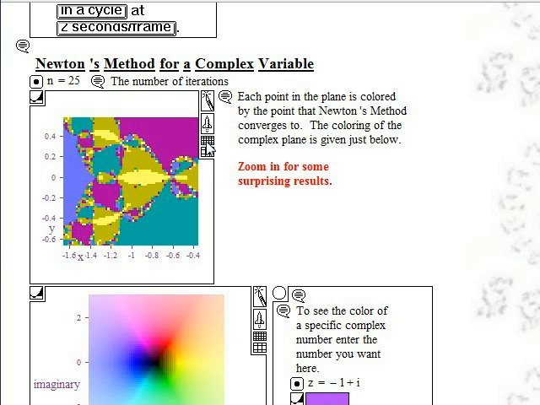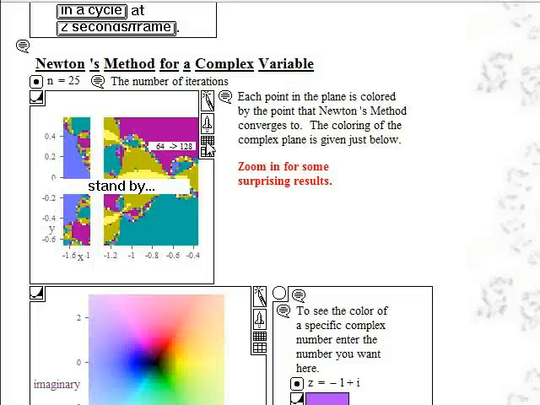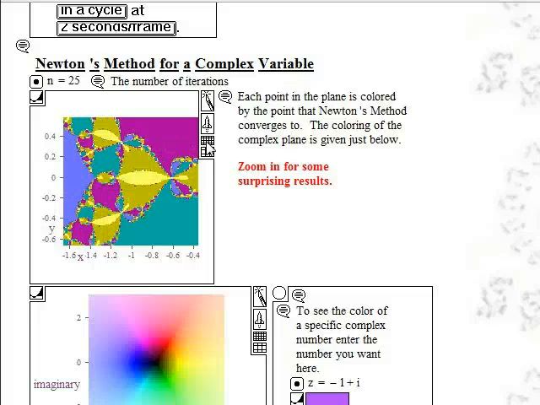If I click this button right here, it'll increase the grid density to make a smoother picture, but it takes 4 times as long to draw. So I get the pleasure of sitting here talking to you while it's calculating. I'm being told to stand by. I am actually sitting by.